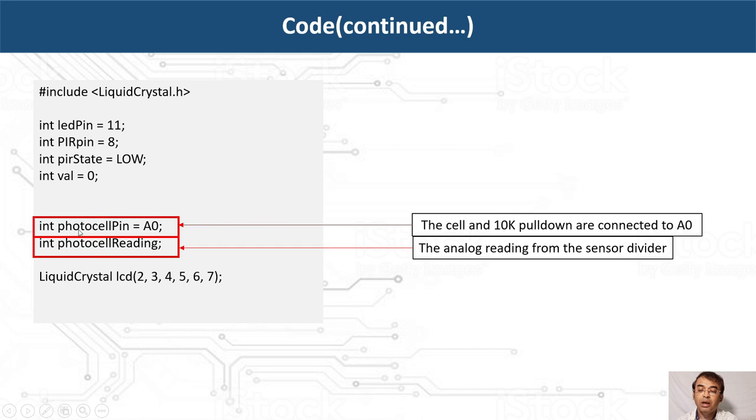As you can see, there is a variable called photo cell pin, which is initialized to A0. The photocell and 10K pull down are connected to the A0 pin, that is the analog pin. You can say the LDR is connected to pin number A0, which is where the Arduino will take the sensor value as input. There is another variable called photo cell reading, the analog reading from the sensor divider. Then I have initialized the LCD coordinates.